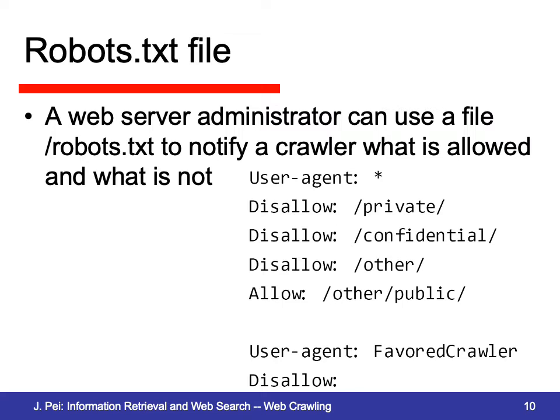As you can see, a robots.txt file is something like this: it lists the directories that the crawlers are not allowed to crawl, and also the directories that the crawlers are allowed to crawl.